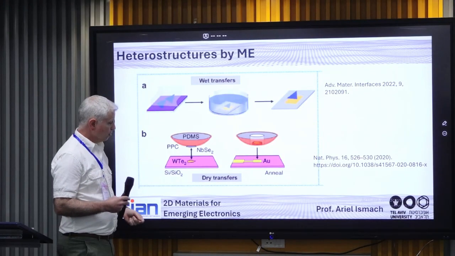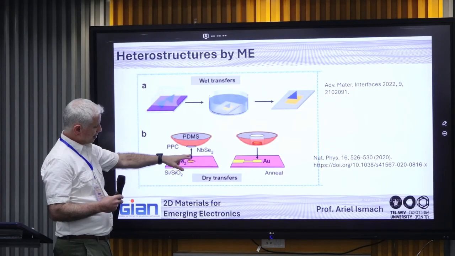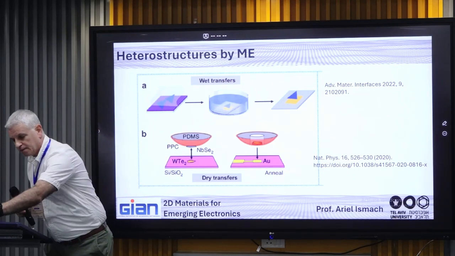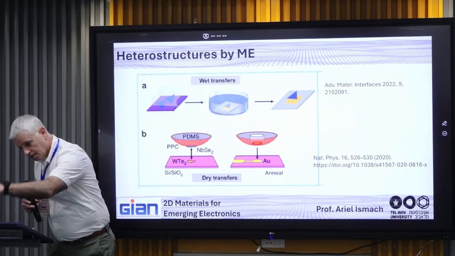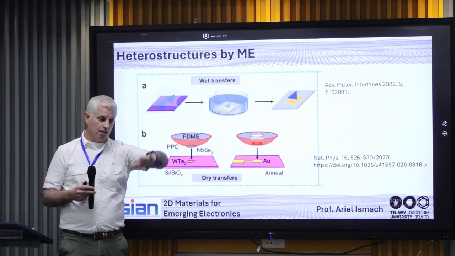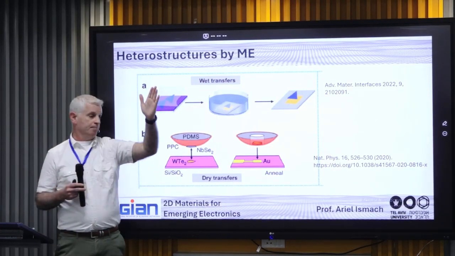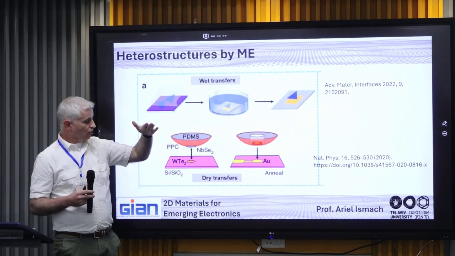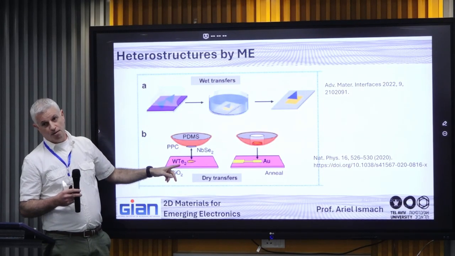So what you do is, for example, in this case, an example where first we took this PDMS and we picked up a flake of niobium diselenide. We just exfoliated as we always do on the substrate, and we came with the PDMS and picked it up. Okay, so this is this stage. And then with the niobium diselenide, we come to another sample of tungsten ditelluride.